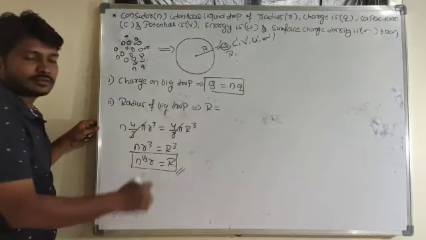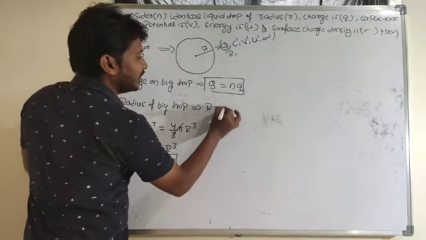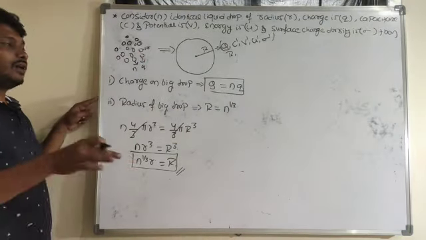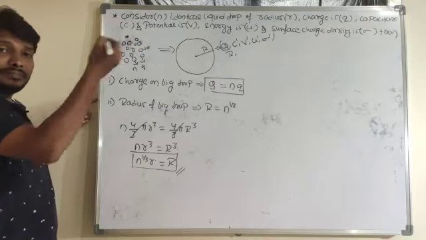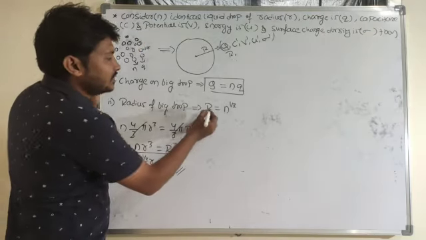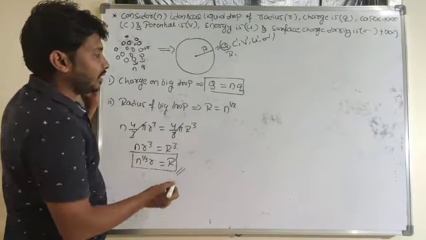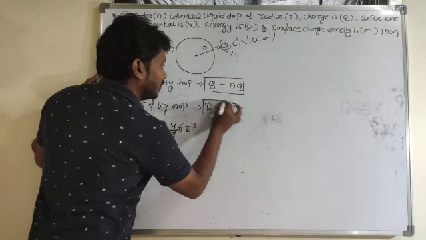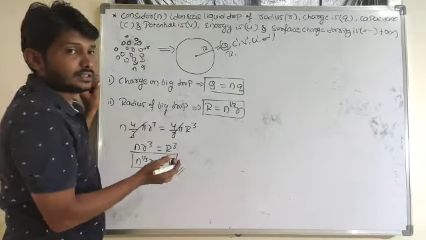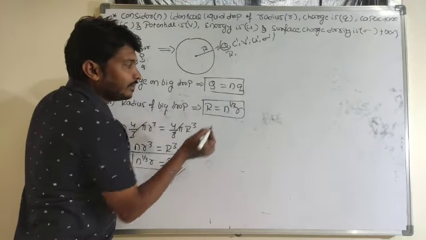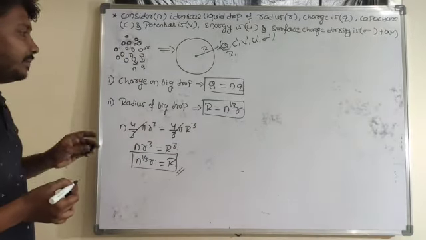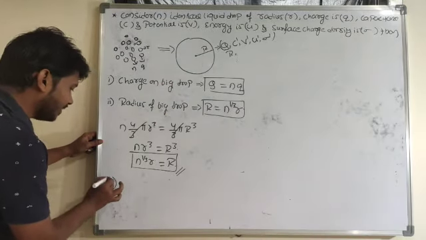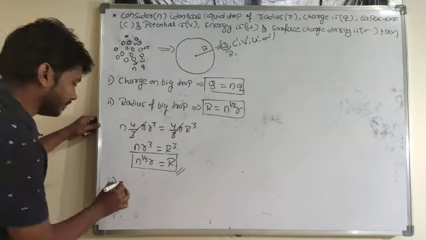So what will be the expression for the radius of the bigger drop here? Radius of the bigger drop is equal to n to the power of 1 by 3, where n indicates the number of liquid drops. So R is equal to n to the power of 1 by 3 into the radius of the small drop. Next I will take the capacitance of the bigger drop.